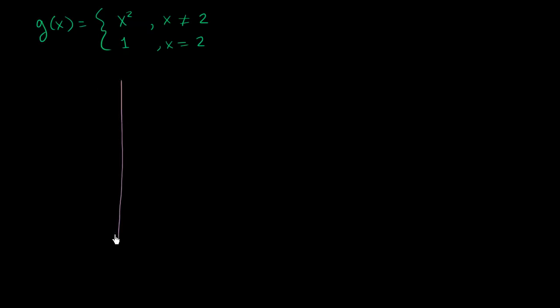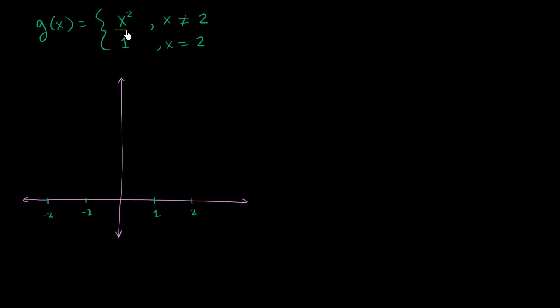But let me graph it. So this is my y axis, this is my x axis right over here. Let me draw x equals 2. Let's say this is x equals 1, this is x equals 2, this is negative 1, this is negative 2.